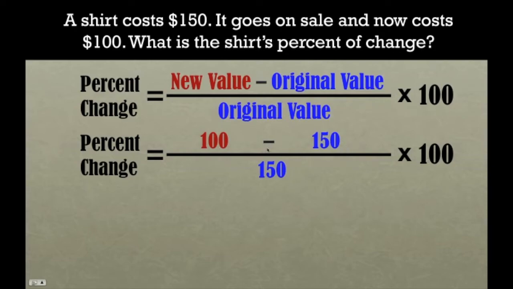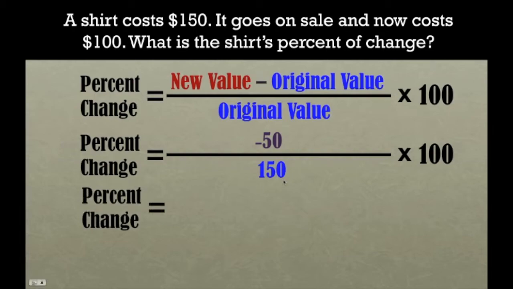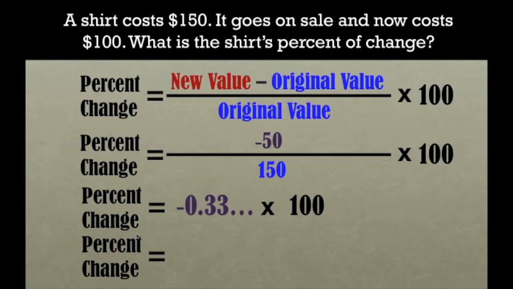Well, what's 100 minus 150? That's going to give us negative 50. And what's negative 50 divided by 150? Well, that's going to give us the decimal, negative 0.33 repeating. And we still have to bring down our times 100. And after we multiply, that's going to give us our percent of change, which is going to be negative 33.3%. Again, remember, when your decimal goes on and on like this, you don't write that into your percent. You normally round it to whatever place you're being asked to round it to.